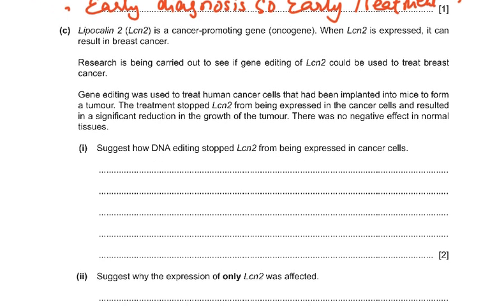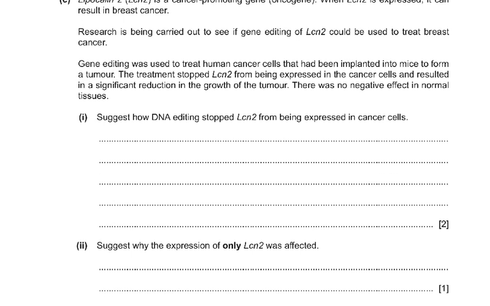Suggest how DNA editing stopped LCN2 from being expressed in cancer cells. You see, basically, you've got to understand if something is not working, what has happened? It is actually you have inserted or deleted or replaced something in the DNA. So the transcription of LCN2 is prevented. That protein which was promoting, which was resulting in the cancer, is not being produced anymore. Or you can say replace the mutated section of DNA with the correct sequence.